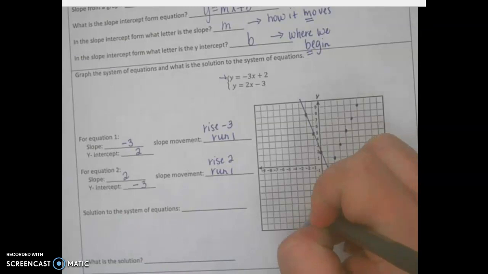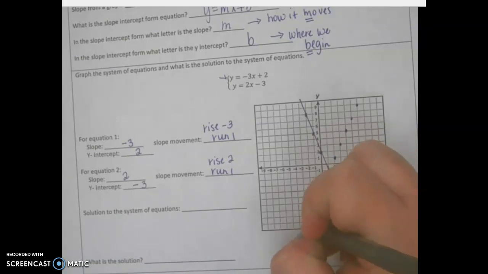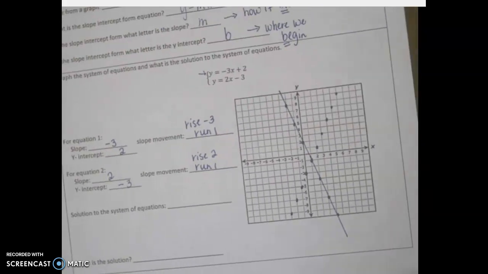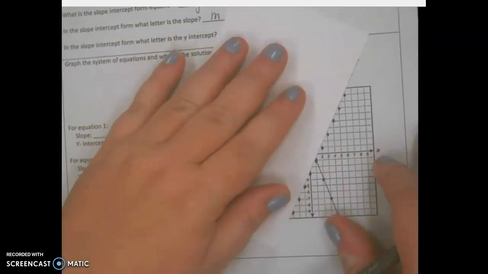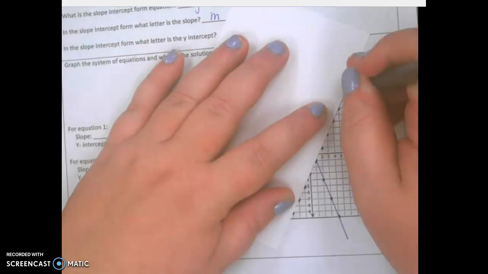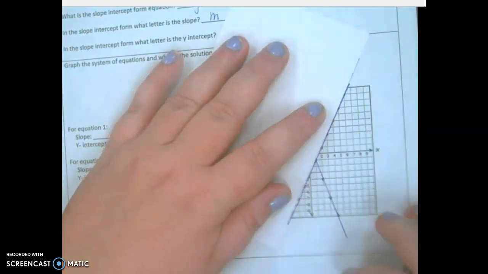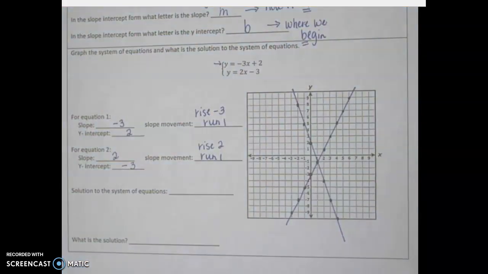Remember, I require you to put as many dots as you can. It makes your line a lot more accurate. Graphs should fill up the whole graph anyways. And we should be using rulers. Now I'm using an index card because it kind of has the same effect.